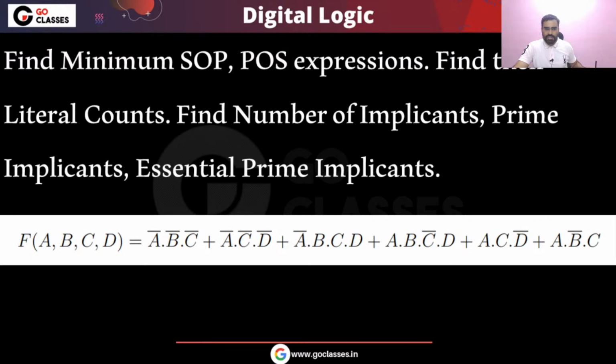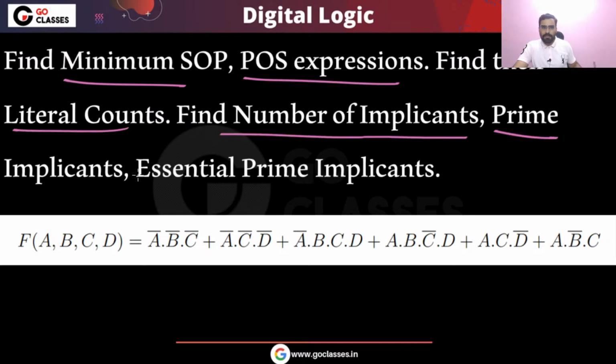Now let's see this question. Let's quickly solve this. Find the minimum SOP and minimum POS expression. This is what we have to find. Find their literal counts. Find the number of implicants, prime implicants and essential prime implicants. So in this question we have to do the complete analysis, and this function f(a, b, c, d) is given to you. So let's see this one.